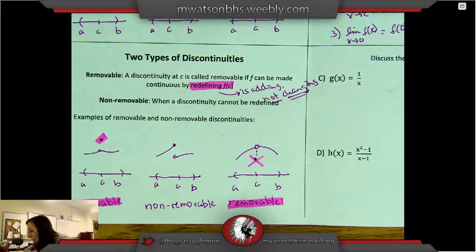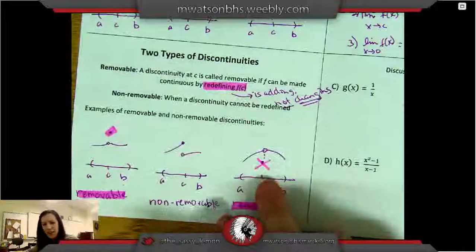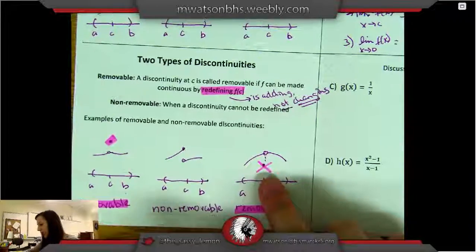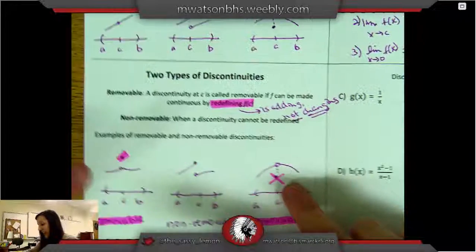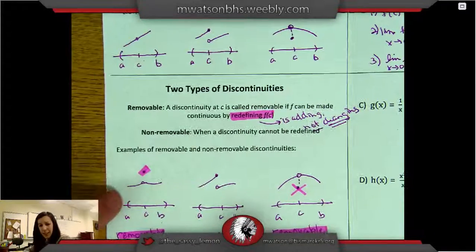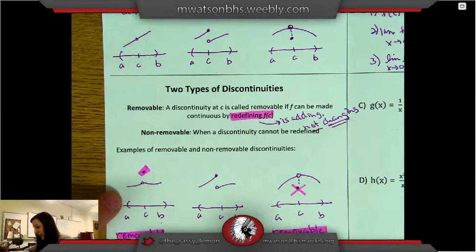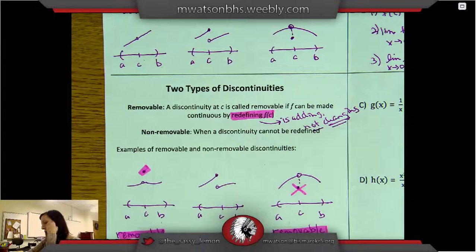Because then this one is not going to meet the first criteria anymore. And this one right here isn't going to meet the third criteria anymore. So I'm really questioning the point of all this removable and non-removable. Okay, well, I'll research that a little bit more and we'll talk more about it later.